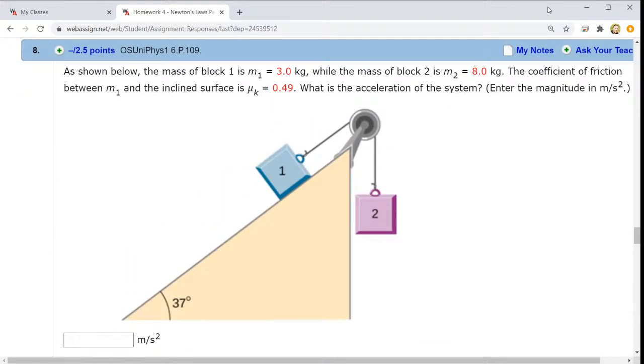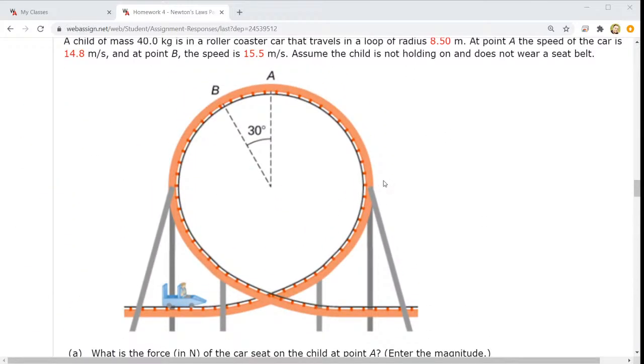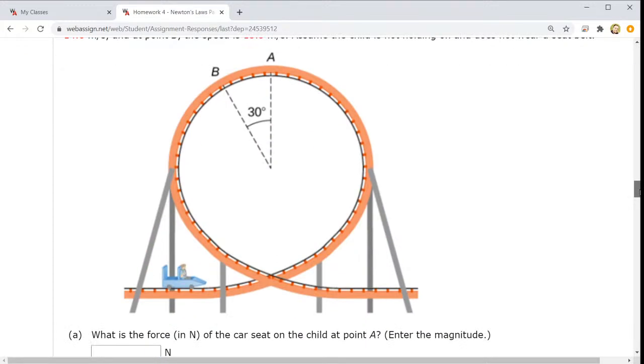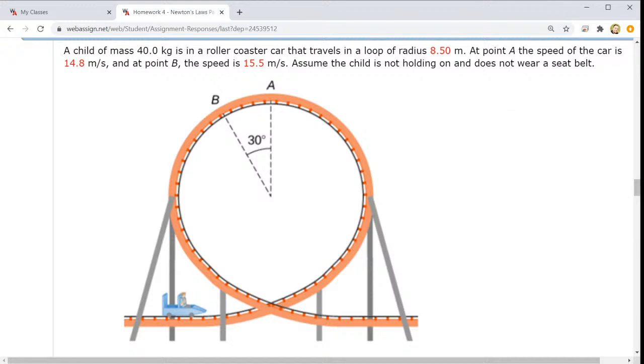So here's the problem. It's the extension of what we were talking about with the two masses, but now one's on an incline, and you know the angle of incline. So the weight of this guy has a component that's along the incline and perpendicular to the incline. But the problem I'm talking about now is this one. A 40-kilogram child is on a roller coaster, and see if I can get this all on the screen at one time. Here we go. A child of mass 40 kilograms is on a roller coaster car that travels in a loop of radius 8.5 meters. At point A, the speed of the car is 14.8 meters per second, and at point B, the speed is 15.5 meters per second.